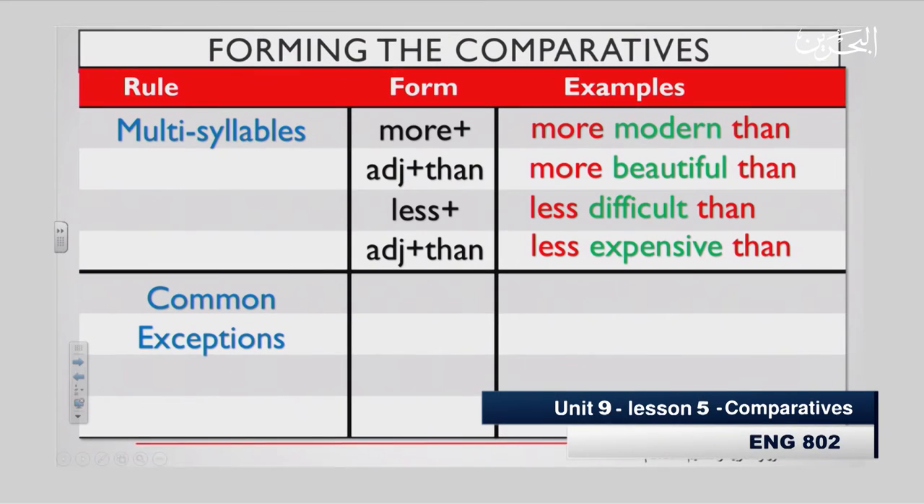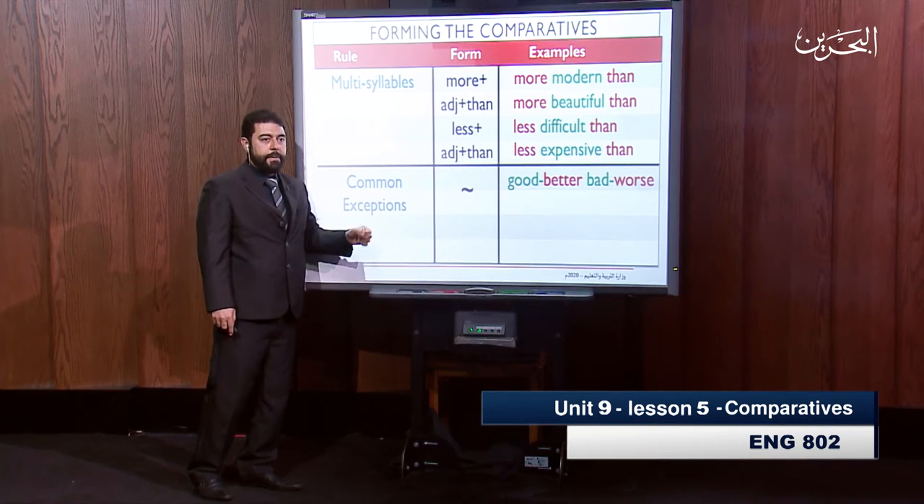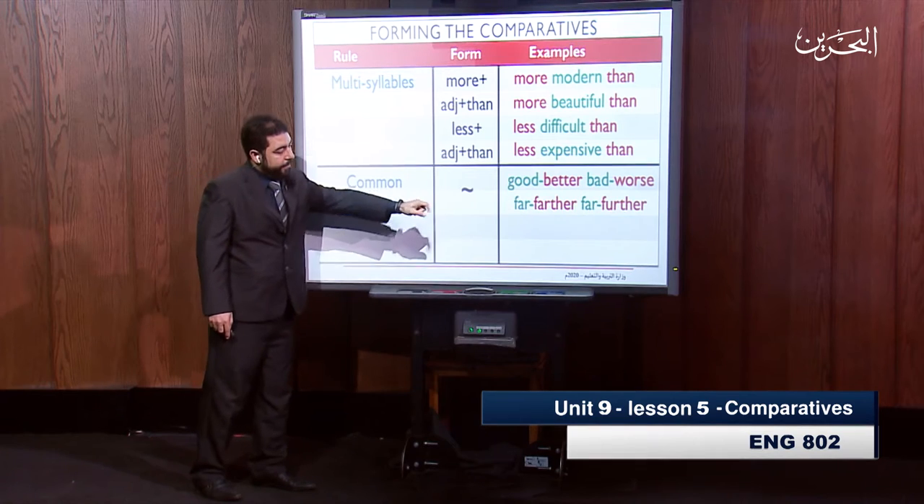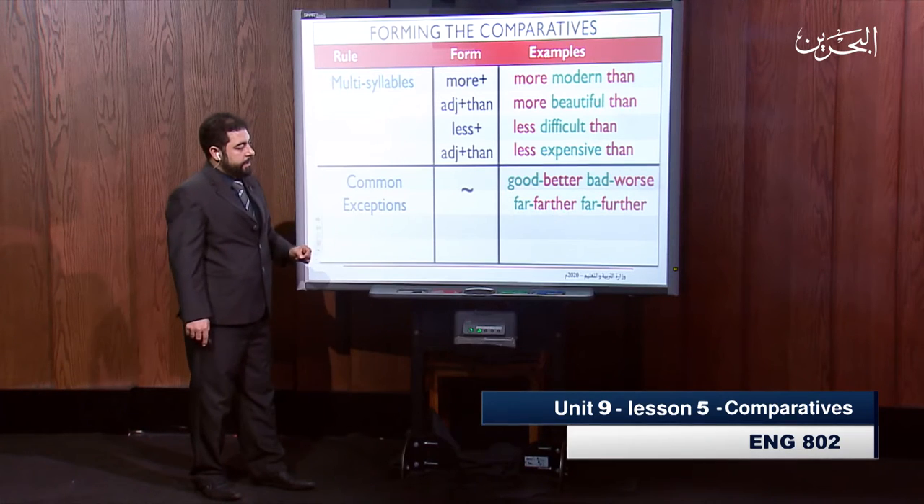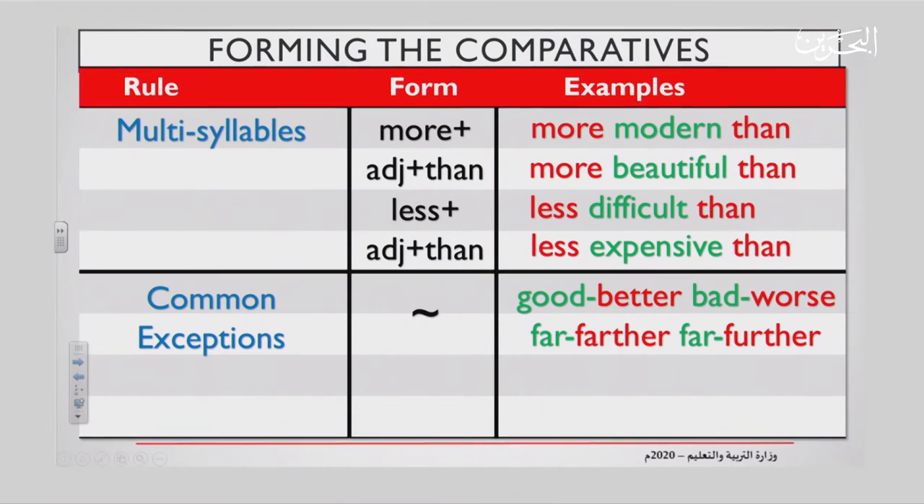You have common exceptions, so we do not have a rule for them. For example, good becomes better. You do not add anything; you change the whole adjective. Bad, worse. You have far. It becomes farther. All right? And sometimes it becomes further. It depends. If it's a distance, you write farther. If it's an abstract meaning, you say further. Do you have anything further to say? You have little, you say less. Much, you say more. Just like here, more and less.